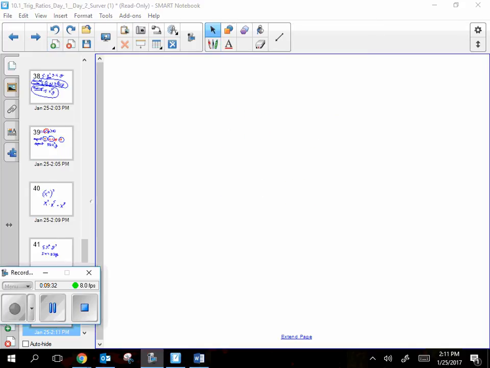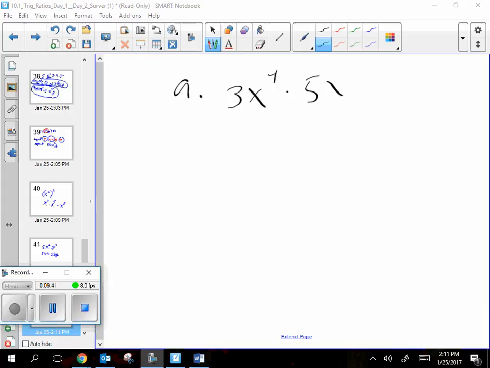Okay, number 1 says 3x to the 4 times, that big dot just means times, 5x to the 6th. Oh wait, first it says expanded form. I was going to push it all together, but first we have to expand it all the way. 3x, x, x, because that's expanding it, times 5x, x, x, x, x, x. There, it's expanded all the way.